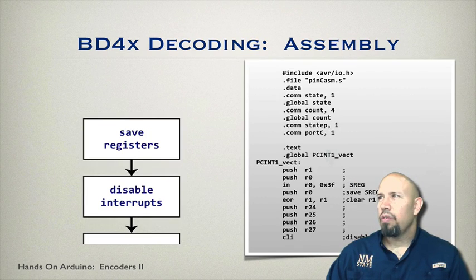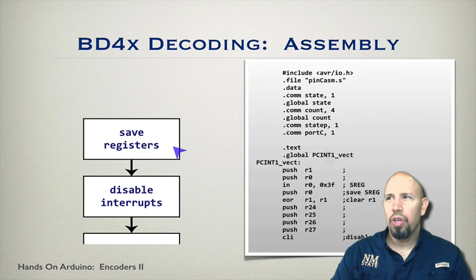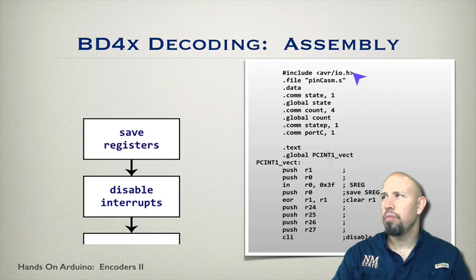So we first start off and we're going to start our interrupt service routine, and we're going to save registers and then disable interrupt. So let's see how all this works. So I'm going to include AVR IO, so that gives me access to the names.